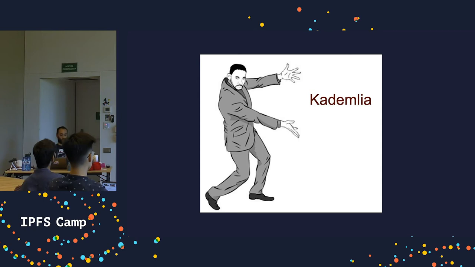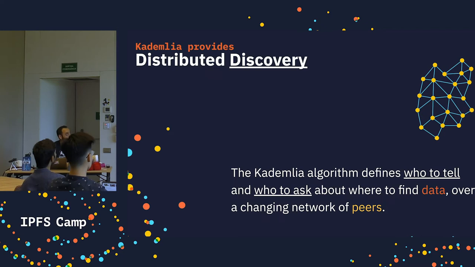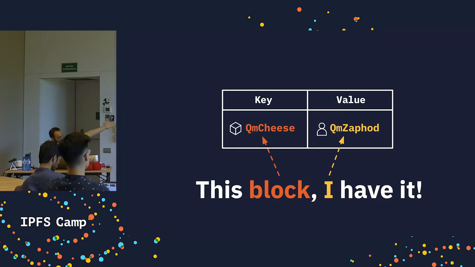So if CIDs give us a scheme for distributed naming, Kademlia is providing a scheme for distributed discovery, for finding content addressed data. The Kademlia algorithm defines who to tell and who to ask about where to find data over a changing network of peers. So IPFS uses Kademlia to store records, like this one, about which peers are storing which blocks.